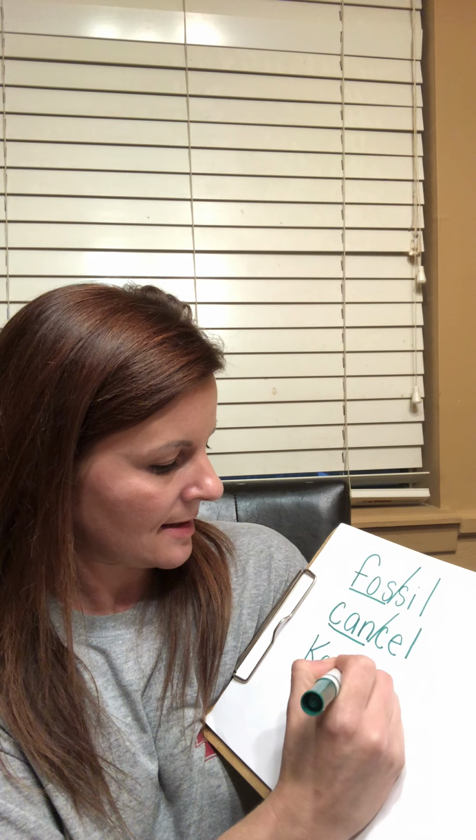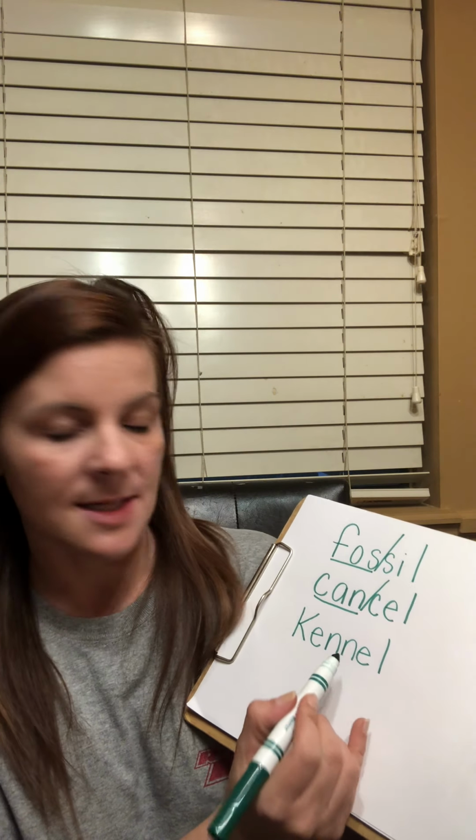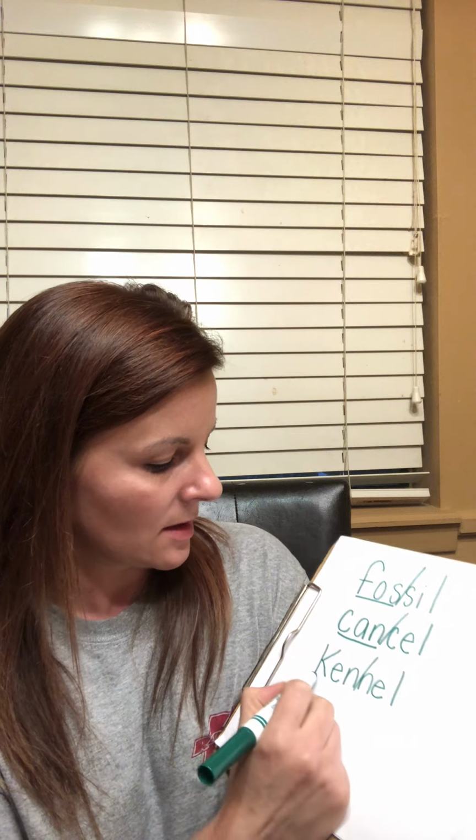And then the accented syllable is the first syllable. Cancel. Okay, the next word is kennel. Kennel. I put my dog in a kennel. Okay, K-E-N-N-E-L. I want you to divide your syllables and then underline the accented syllable. Again, you see we have these two consonants, the double consonant N. So we're going to divide our syllables right there. And then our accented syllable is the first syllable.